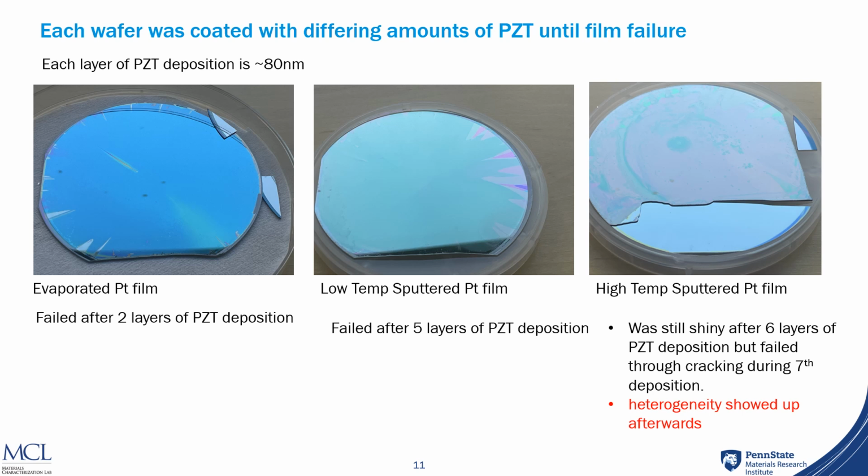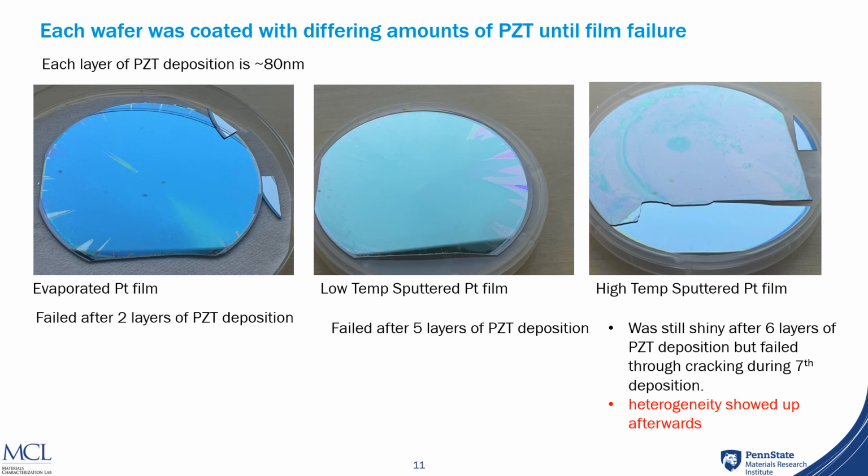Then there had been a low temperature platinum sputter deposit. This is room temperature, 100 nanometers of platinum was put down, and they were able to go 5 layers of PZT before we saw any discoloration. And actually, you can see here to the upper right of that middle slide, in this area here, we can see that there's been some delamination.